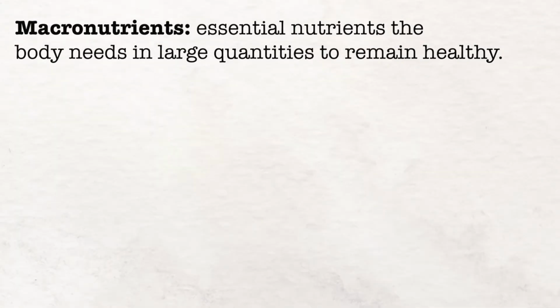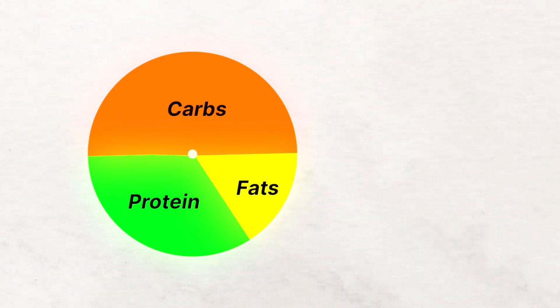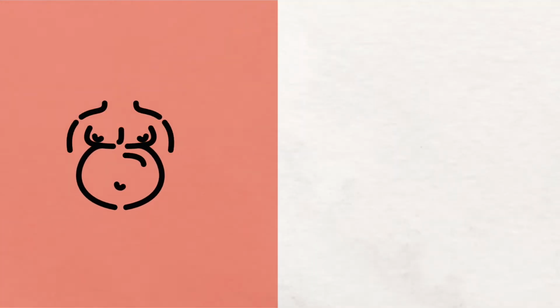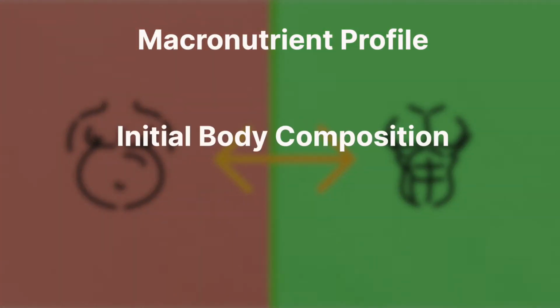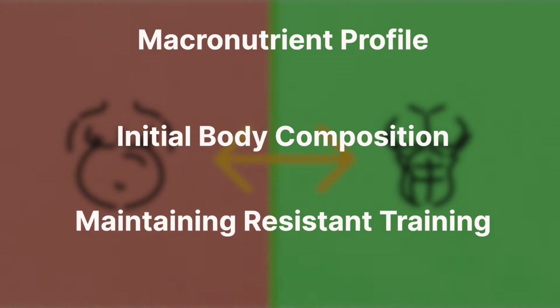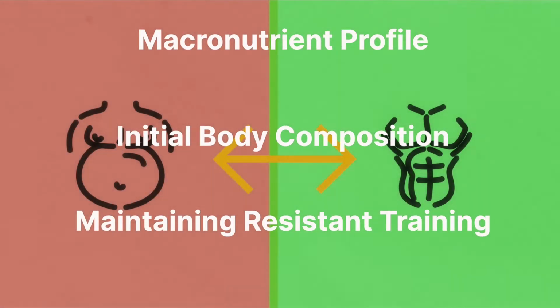Now, the ratio of these macronutrients within the bounds of your caloric intake can have an impact on your body composition. For instance, if you are trying to lose weight, how much of that weight loss is body fat versus muscle mass can be influenced by the ratio of these macronutrients, your starting body composition, and to a substantial extent, whether you engage in resistance training during this weight loss period. So here is my advice on how to calculate your macros while losing fat.